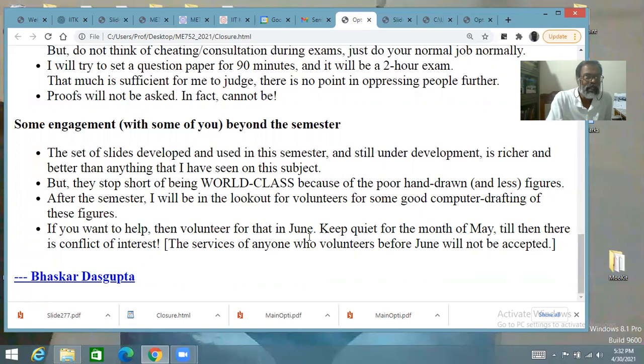However, during the entire month of May, keep quiet on that. Even if you have made up your mind that you will help me in getting those figures perfect, right now you don't open your mouth. Keep your mouth shut during May, and then in June you tell me. You drop a mail to me saying that, sir, you said this in the last closure lecture, I am ready to draw some figures for you. So tell me which figures you want. So tell me that in June if you want to do that.